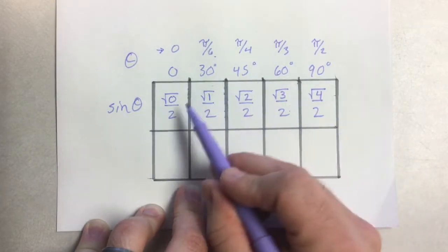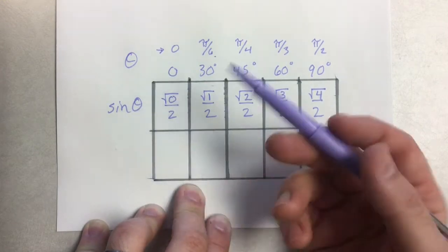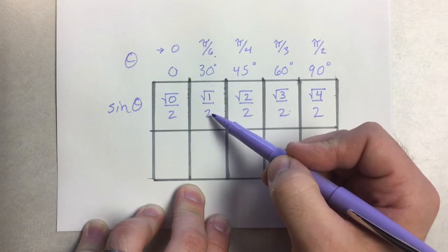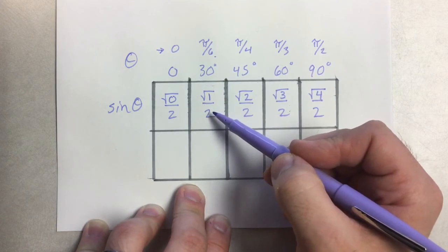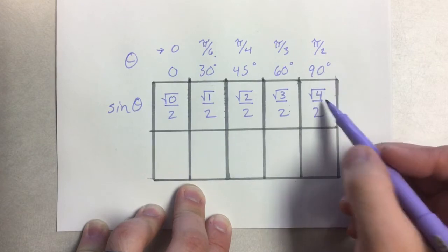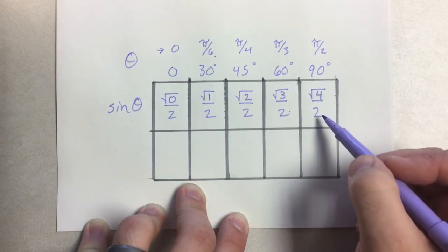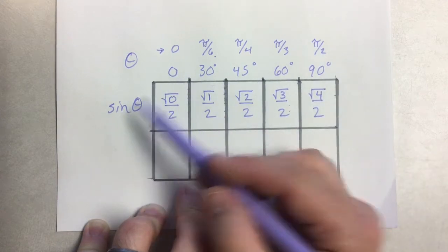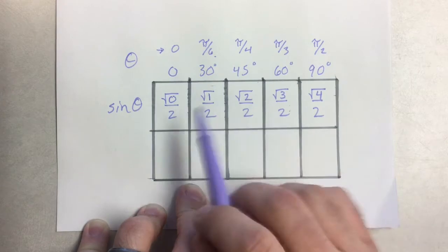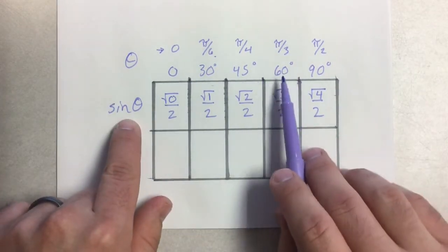So if I want to know what sine of theta is, say sine of 30 degrees, it is square root of 1 over 2, and that's 1/2. If I want to know what sine of 90 degrees is, that's square root of 4 over 2, which is 2 over 2, which is just 1. So sine of 90 degrees is exactly 1. And let's just test this against our hand from before. I wanted sine of 60 degrees.